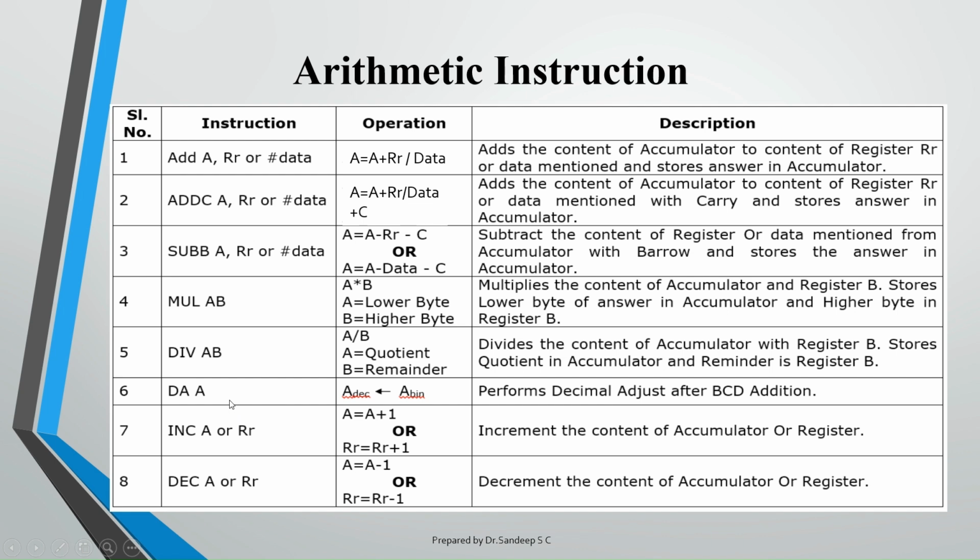Then one more instruction we have is decimal adjust, DA. This is performed whenever we are doing BCD operations. Whatever result we get, if we want to adjust that result to a BCD value, then decimal adjust is used. Then we have increment A and decrement A. These are increment and decrement instructions to increase the value by 1 and decrease the value by 1.